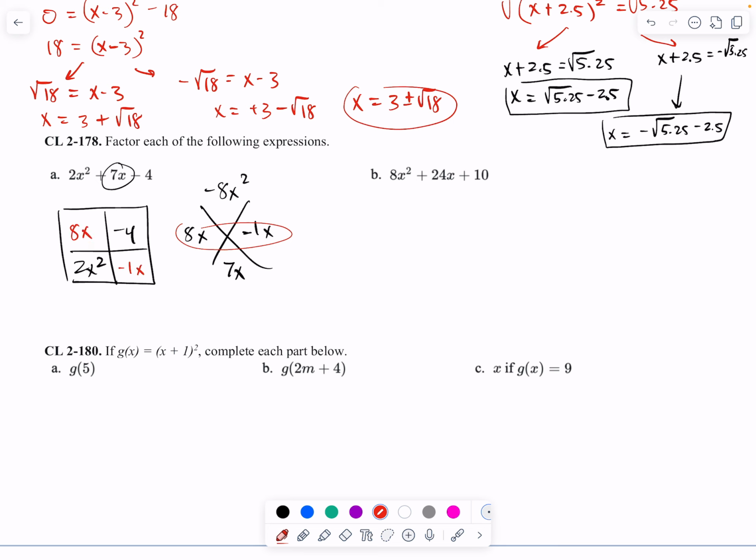I'm going to write out the lengths of my sides. 2x and x makes 2x squared. This is going to be a negative 1. This is going to be a 4. And then 4 times negative 1 gives me negative 4, so that makes sense. So these factors are 2x minus 1 times x plus 4. And that is the final answer.